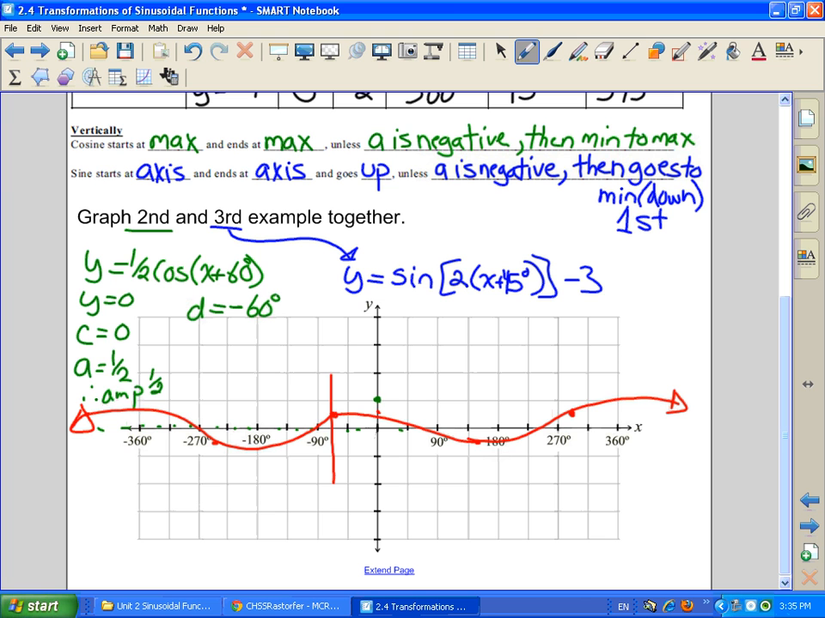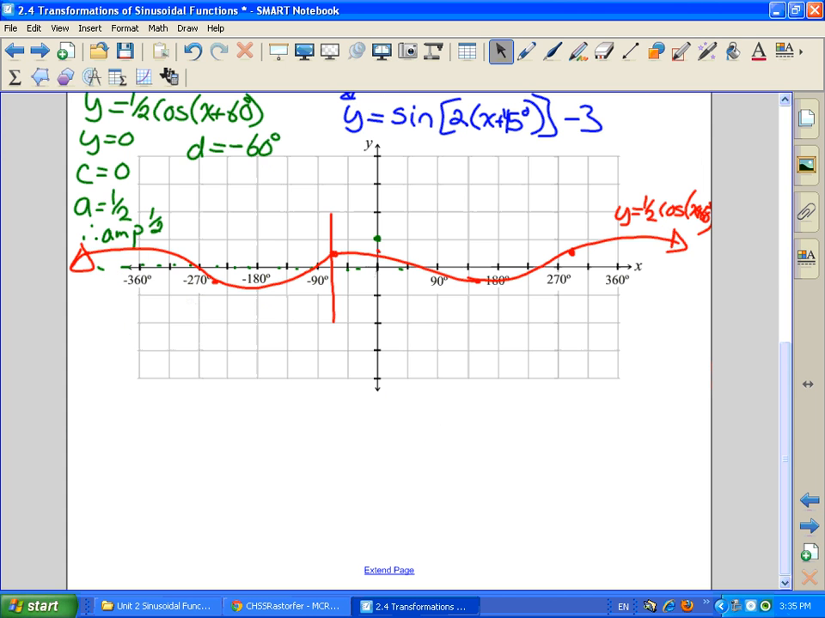so that is my y equals 1/2 cos of x plus 60. All right. My second graph, ladies and gentlemen, I'm just going to do at the bottom here. I'm just going to rewrite it because I'm running out of room up there. So y equals sine 2 times x plus 45 degrees minus 3.